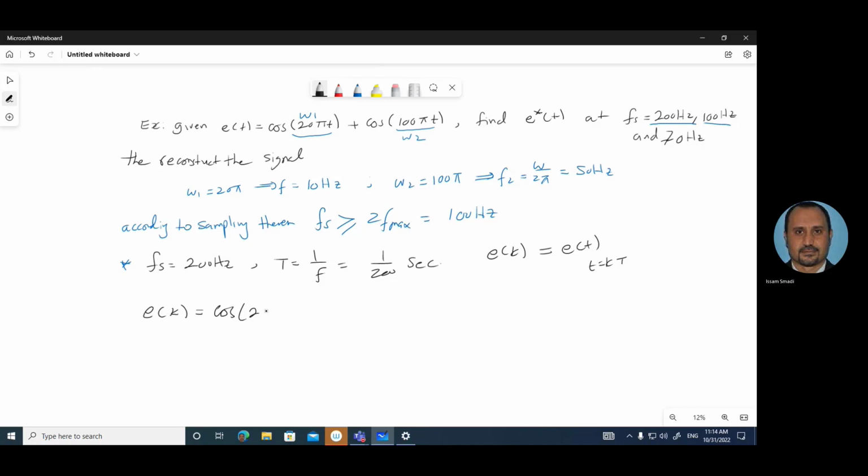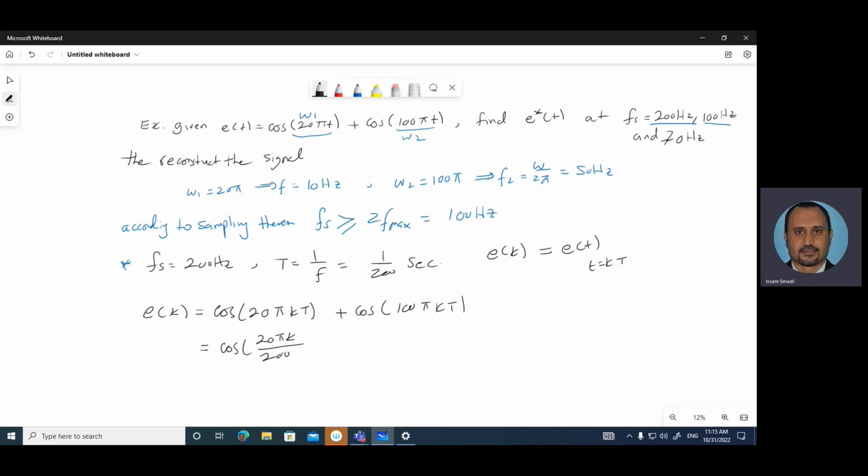So simply now, E of k will equal cosine 20 pi, instead of t, I will put what? kT, plus cosine 100 pi kT. And now T equal to what? 1 over 200. So this will equal cosine 20 pi k over 200 plus cosine 100 pi k over 200.